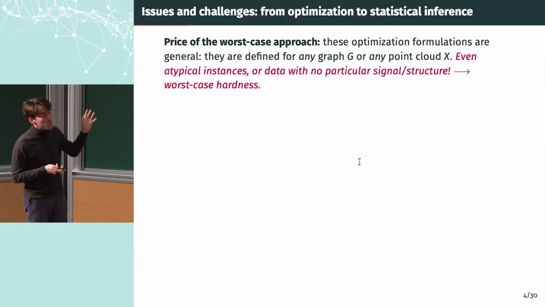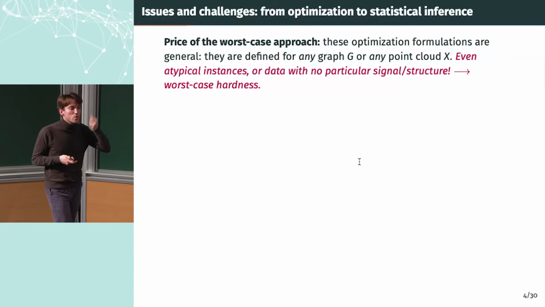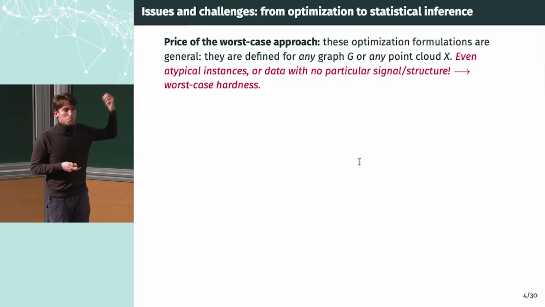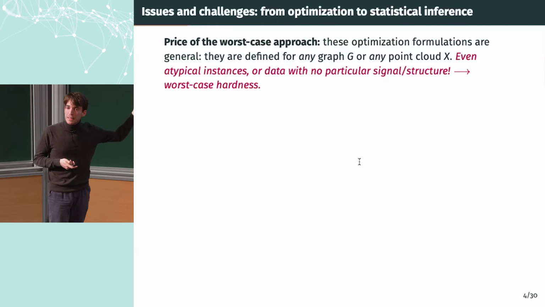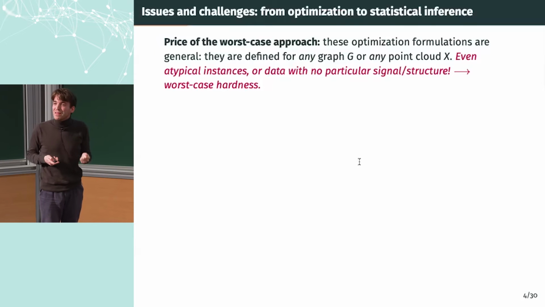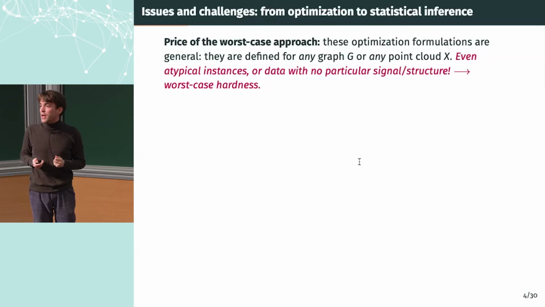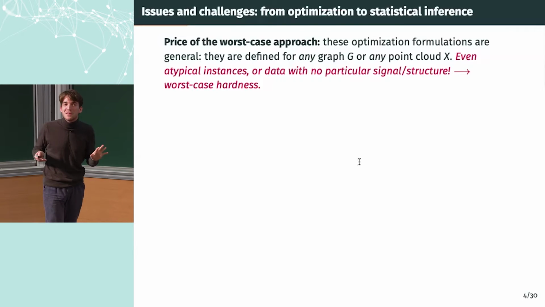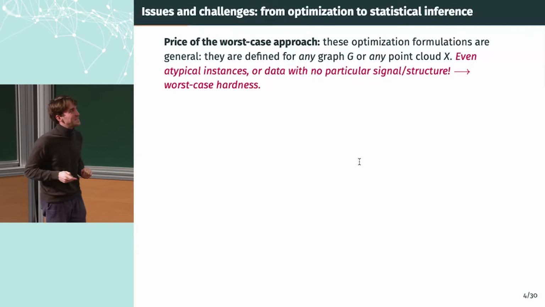So this is the problem of the worst case approach: if you want to guarantee some result on an algorithm in the worst case, it will of course be harder than if you know a bit more about the data you want to apply it to. This is my main message of this talk, so if you understand this, everything is clear.